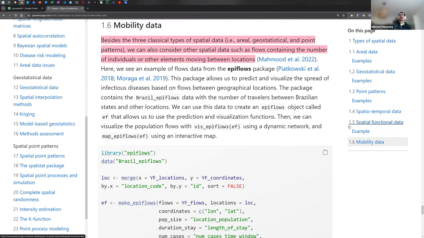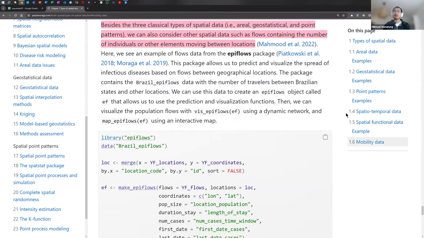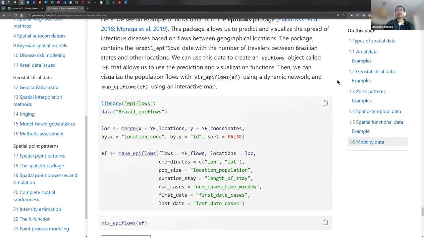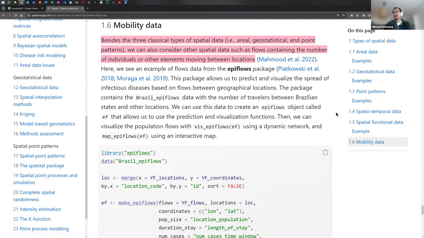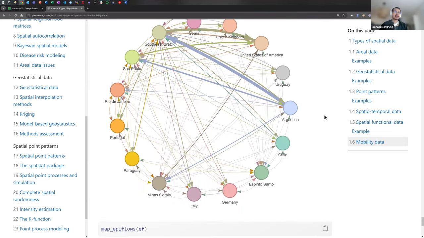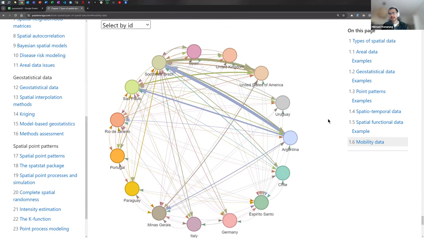I'm not entirely sure how this mobility data can be categorized, because first the author said that there are these three types of spatial data, and for this one, I guess it can be, I'm not entirely sure whether it can be categorized into areal, geostatistical, or point patterns, but for sure, this mobility data means that there is some movement. I think it's a very good example to illustrate the type of data.